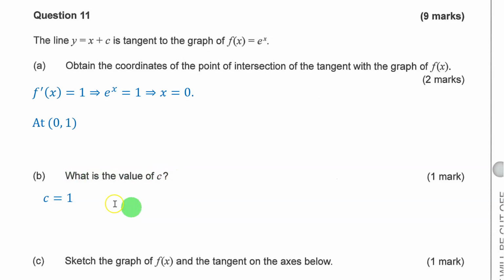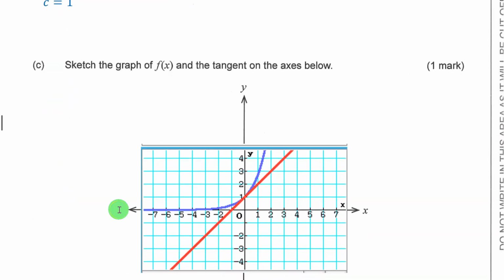What's the value of c? Well, that's just got to be 1, because this is the y-intercept of where they intersect. So c has got to be 1. So that's done, and then we get 1 mark for sketching the graph of f(x) and the tangent on the axis below. Let's have a look at the axis below.